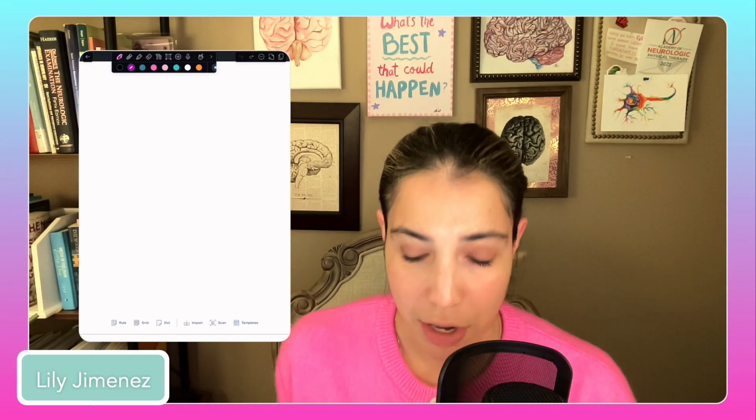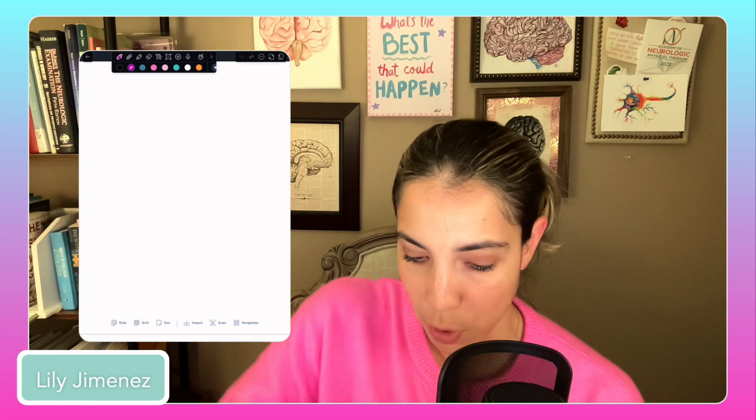Okay, so we're going to talk about the direct and indirect pathway. The target for the direct and indirect pathway is going to be the thalamic neurons. So how does it do that? Through the basal ganglia output nuclei.